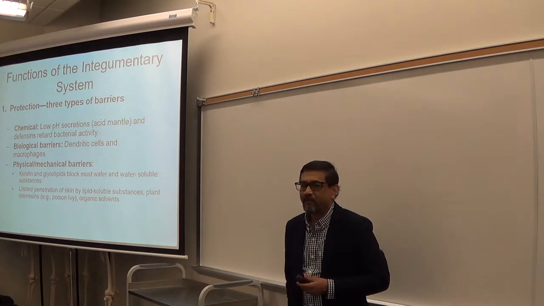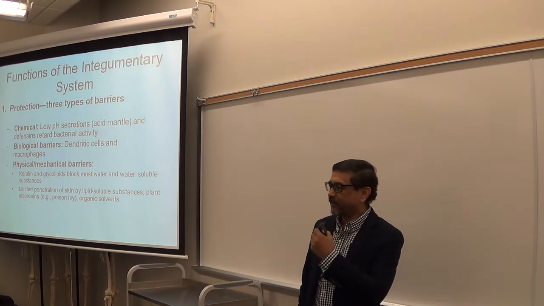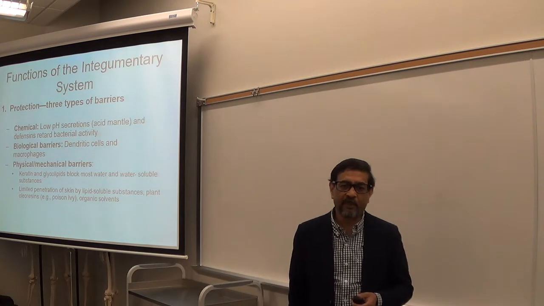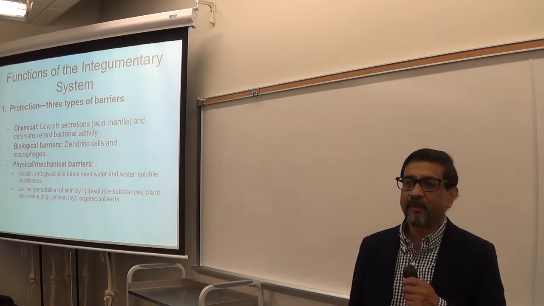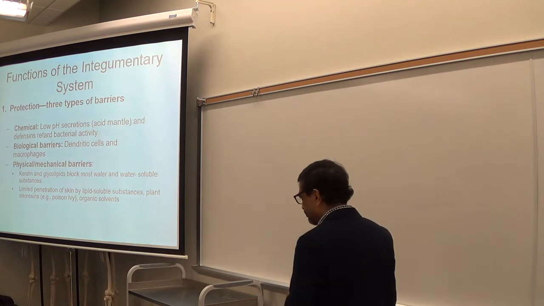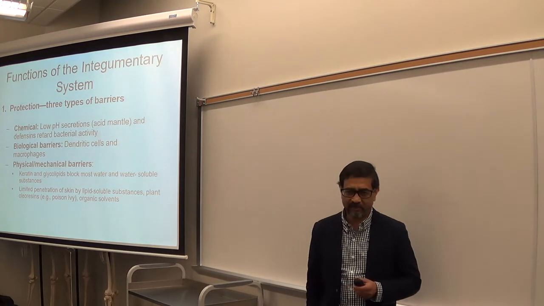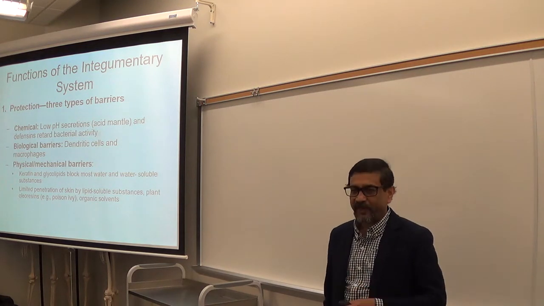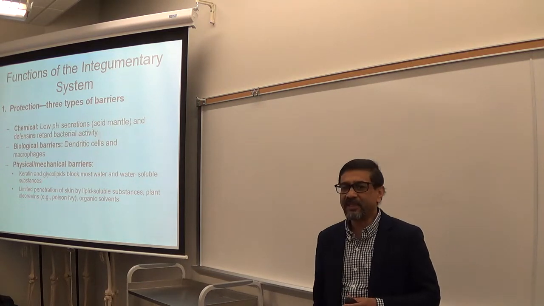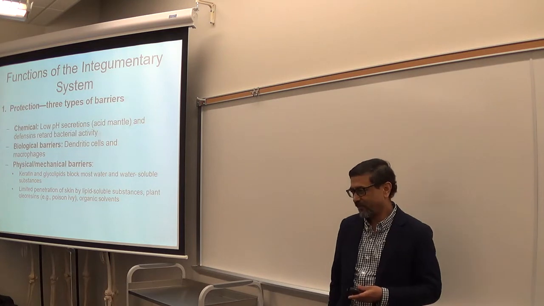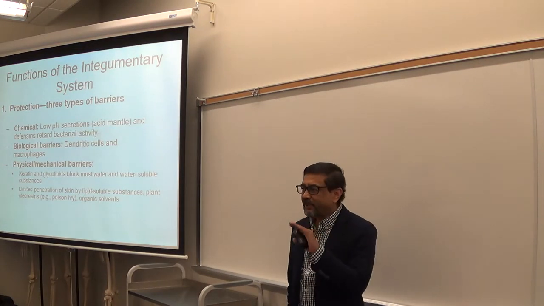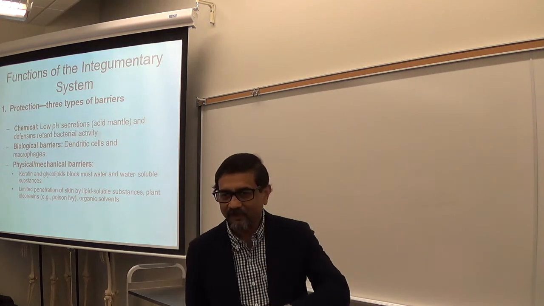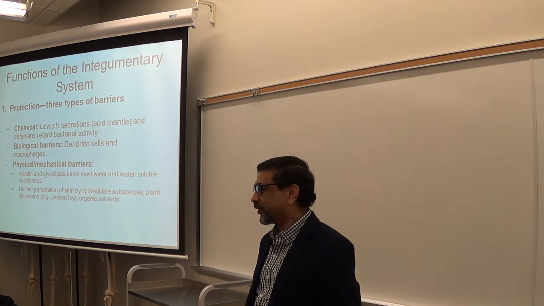Your skin provides three types of protection to your body. Chemical protection, biological protection, and mechanical protection. Three types of protection. Chemical protection by secretion of low pH. Low pH means what? Acidic or alkaline? If it goes below 7, acidic. Very good. So low pH means acidic, right?